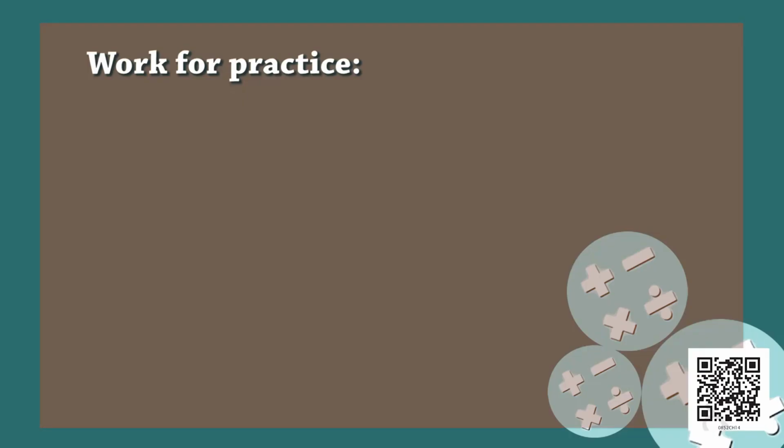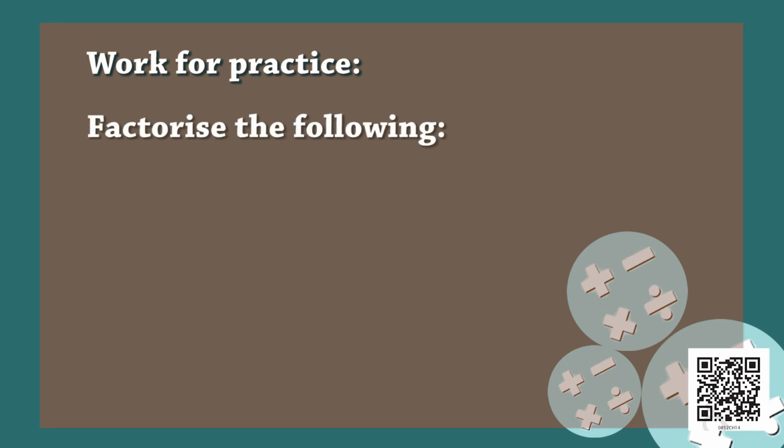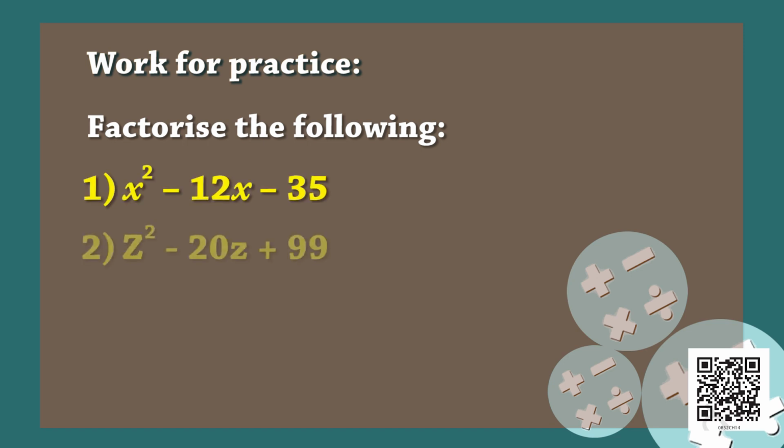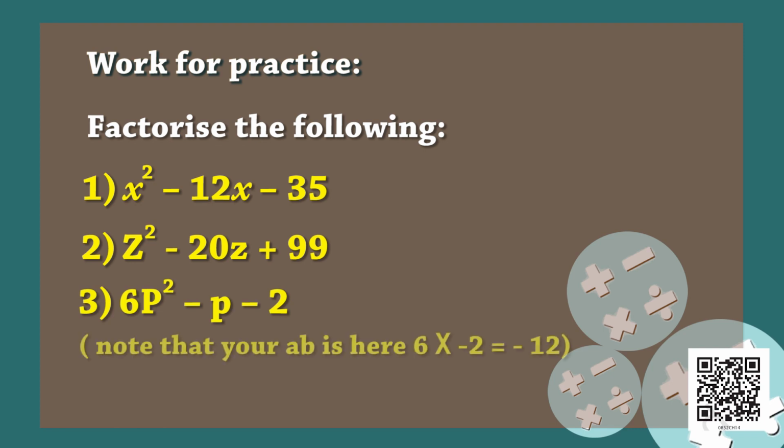Work for practice. Factorize the following: 1. x square minus 12x minus 35. 2. z square minus 20z plus 99. 3. 6p square minus p minus 2. For the last problem, note that your a into b is here 6 into minus 2, that is equal to minus 12. From that, you try to find the factors by applying the fourth method.